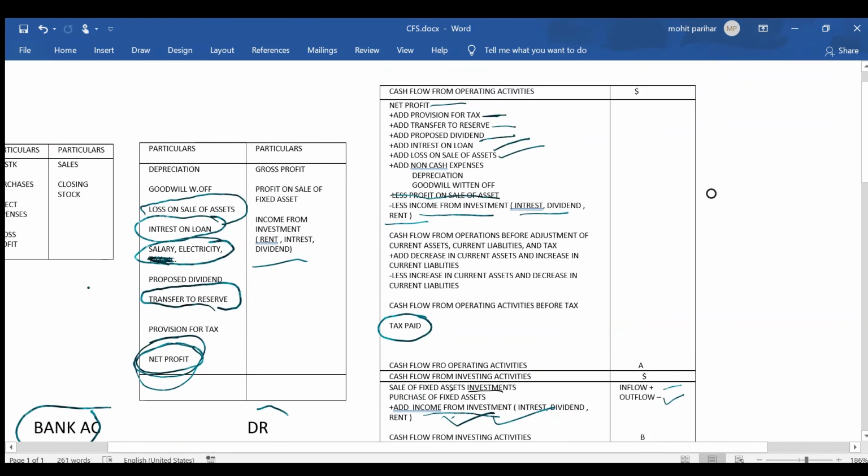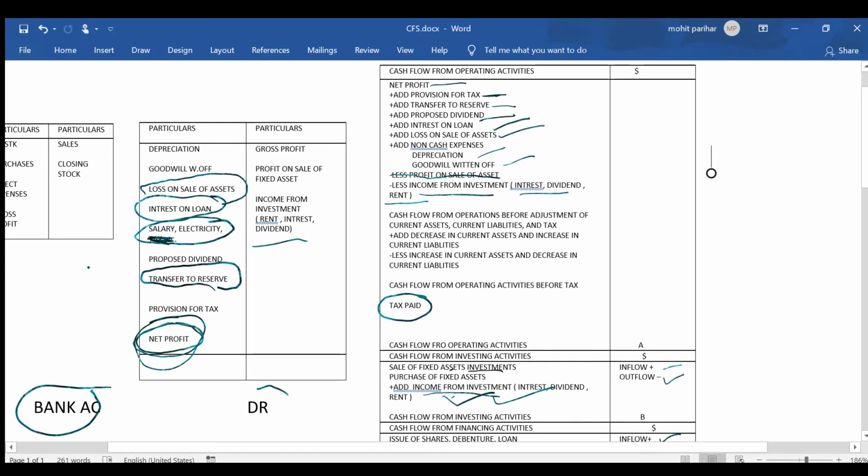Now the last two items are goodwill and depreciation. These both are non-cash items, as when we charge depreciation there is no outflow of cash, and the same is the case with goodwill. Therefore they both will be added back to the net profit because they are reducing the net profit. Okay. Now we reach the cash flow from operations.